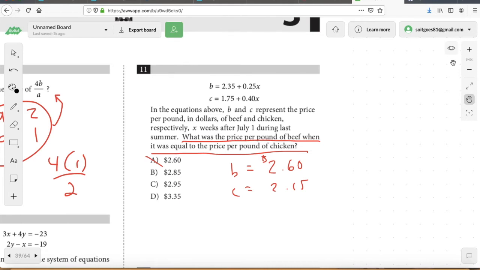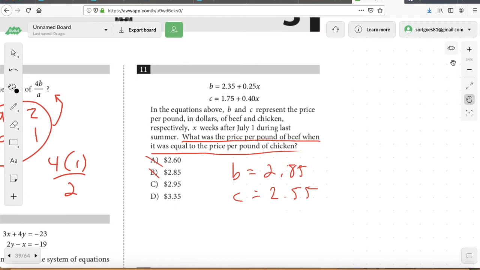Let's plug in a 2 for X. So I get $2.35 plus 50 cents now, right? It's 2 quarters when X is 2. And that gives me $2.85. So the beef is $2.85 when X is 2. And the chicken price is going to be $1.75 plus 80. I mean, I'm counting change. Plus $1 would be $2.75 minus 20. It's going to give me $2.55. So X can't be 2. It's going to be either 3 or 4. And it's not going to be answer choice B, because when beef is $2.85, chicken's not $2.85.